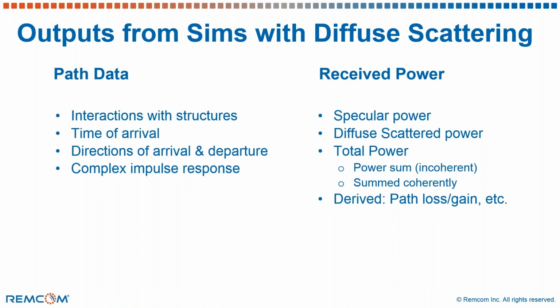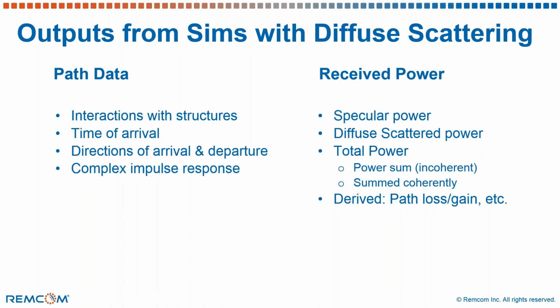One of the reasons that we've kept this second type of summation is that when we're dealing with scattering that's hitting an array of tightly spaced antennas in perhaps a MIMO system, understanding how that phase is shifting as you sweep across the array becomes extremely important. So we've gone to great lengths to make sure that we can handle those kinds of conditions. There are also derived outputs, things like path loss and gain, that incorporate the effects of the diffuse scattered power when diffuse scattering is included in a simulation.